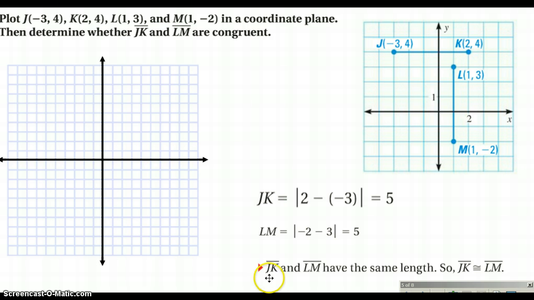Mathematically, we could say segment JK and segment LM have the same lengths. Therefore, mathematically, segment JK is congruent to segment LM. You could say JK without the bars equal to LM, but please note I have determined whether they are congruent. So in your answer, you want to focus on JK and LM as segments.